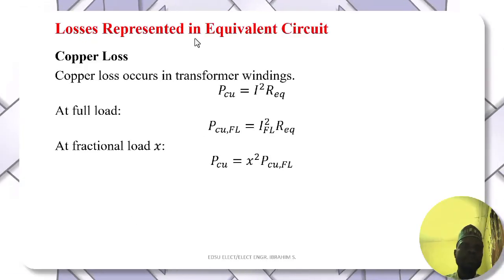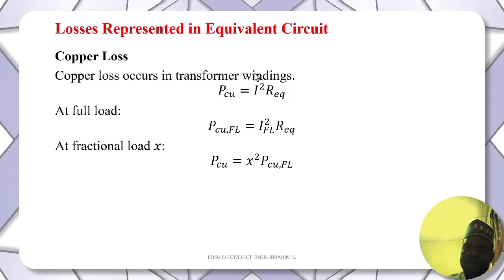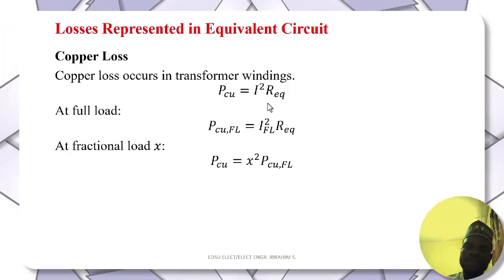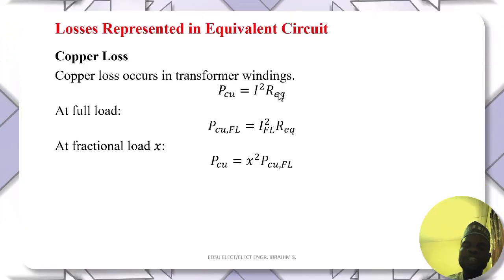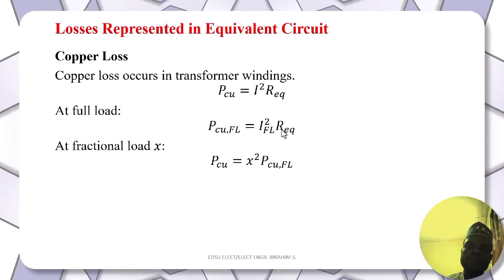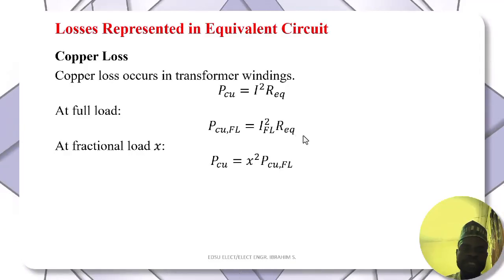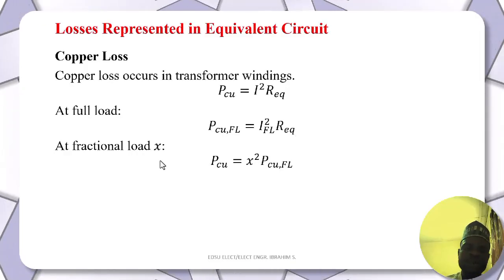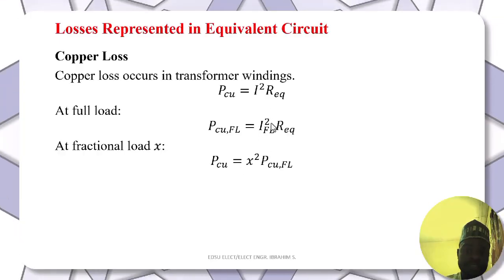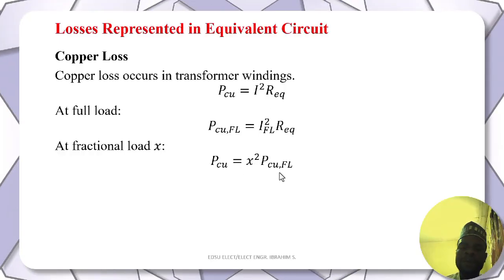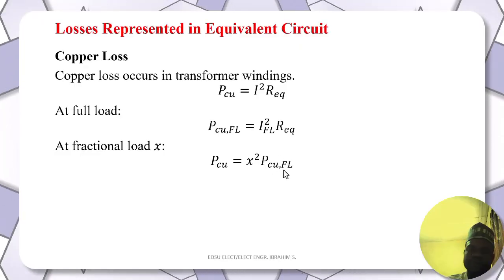So, losses represented in the equivalent circuit. For our copper loss, we have this. We have I squared, which is the total current in the circuit, multiplied by our R equivalent. At full load, it will be the full load current squared multiplied by our equivalent resistance. At fractional load, it will be the fraction of the current squared multiplied by your copper loss at full load.